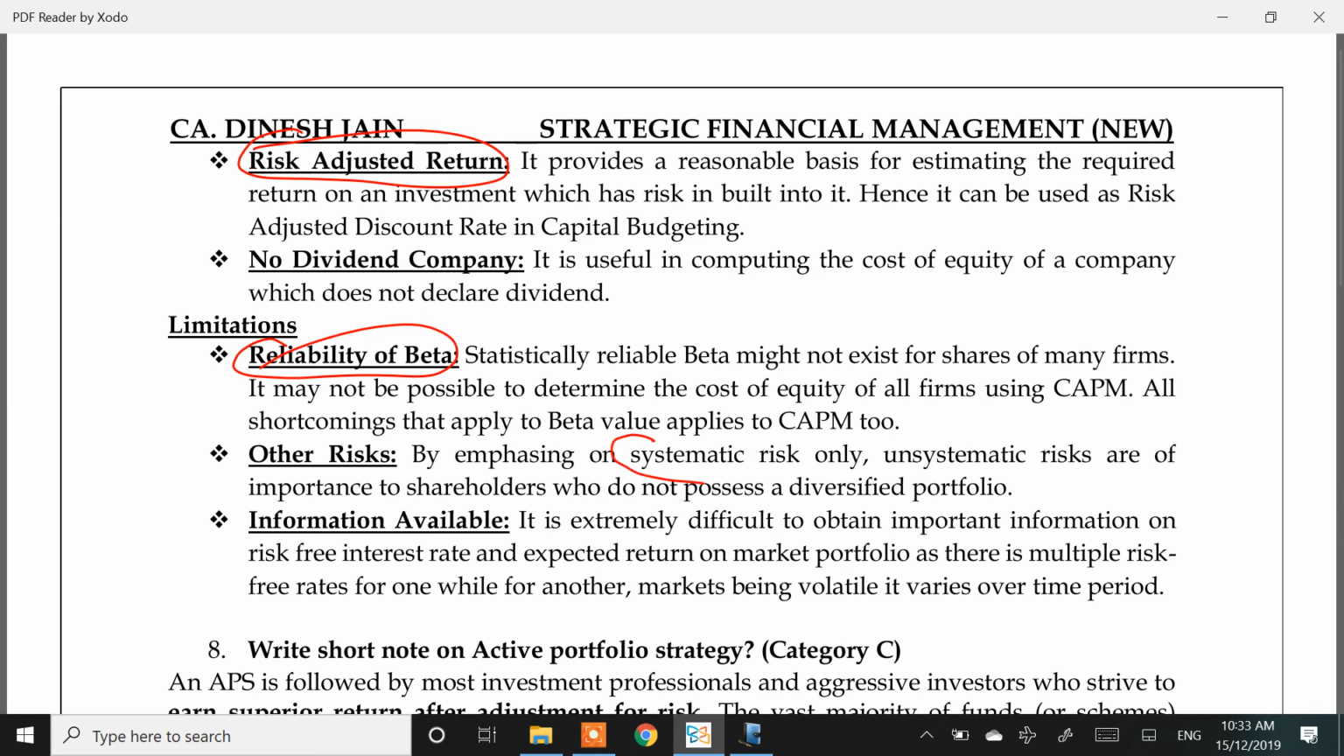Also, it emphasizes only on systematic risk, which is beta. Beta is a measure of systematic risk, but there are other risks which are also there. The other risks are your unsystematic risk, and if you have an undiversified portfolio, I cannot basically use CAPM. And also, it's not possible to get all information on risk-free rate and expected return. It is very difficult to obtain information and expected return, and also there can be multiple risk-free rates, multiple market returns. So it becomes slightly difficult to follow this in the practical world if beta is not calculatable. If you cannot calculate beta, it is not possible for you to follow this strategy or follow this capital asset pricing model.